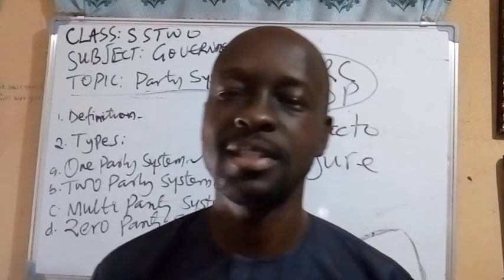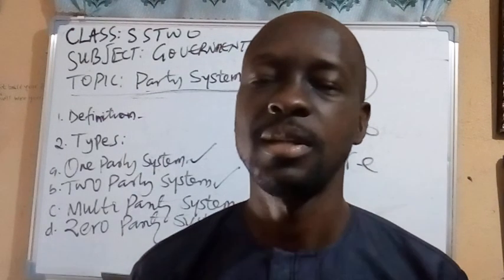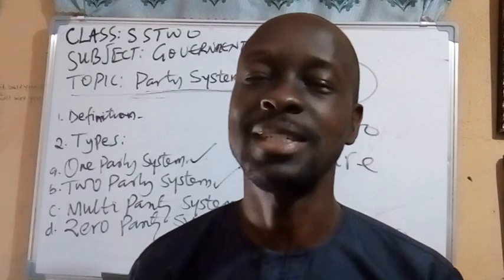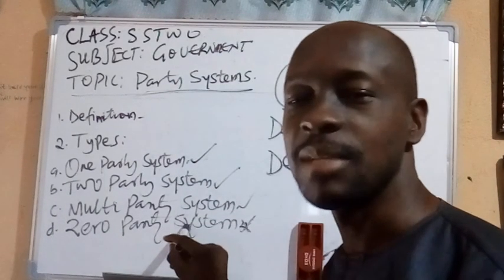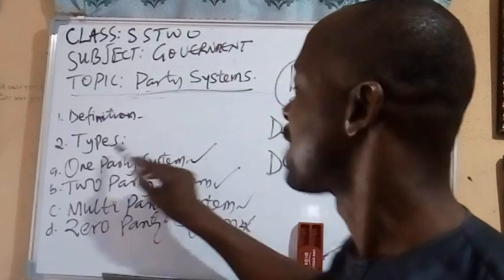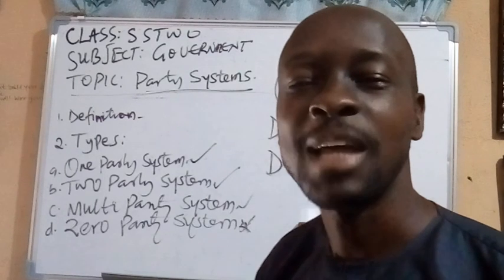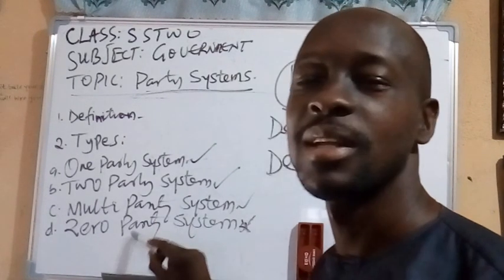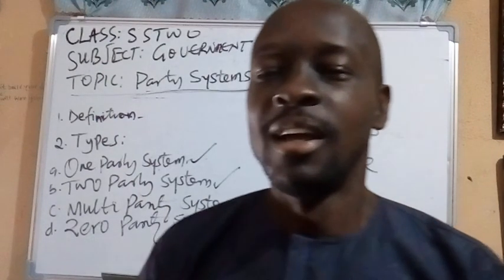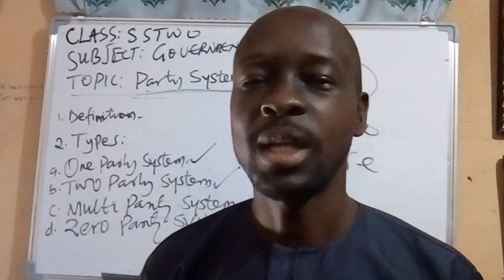That is how we are able to coin the zero-party system. Not as if there is, conceptually, really a zero-party system. But if you come across a question that says list 4 different types of party systems, please add zero-party system. If you have a question that says 3 different types, write 1, 2, 3. But if they say 4 types of party systems, please add this one, in order for you to be safe.